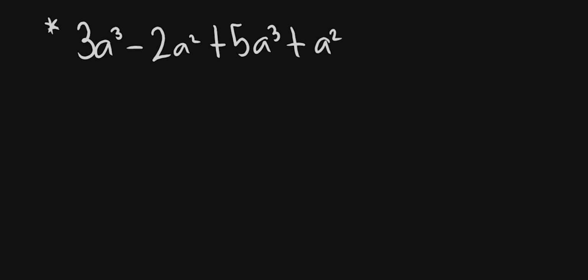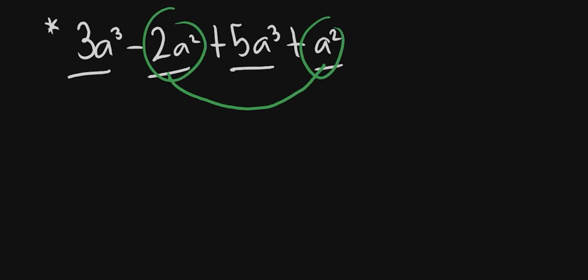As you can observe in this problem, we have 3a cubed and another 5a cubed. These two terms are similar, therefore they're the only ones that could be combined. And this negative 2a squared and a squared, these terms are the only ones that are similar to each other, therefore they're the only ones that should be combined to each other. So yeah, that's basically it.